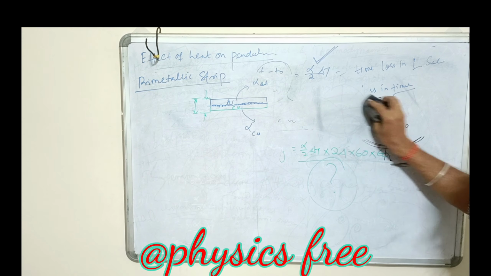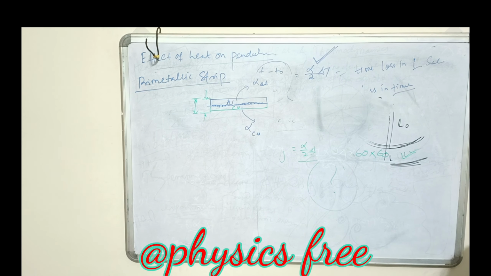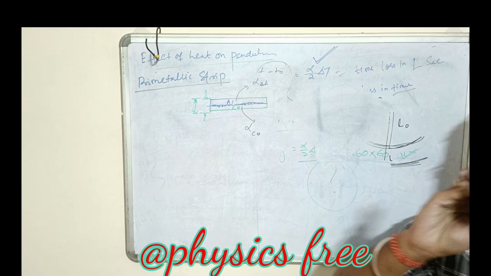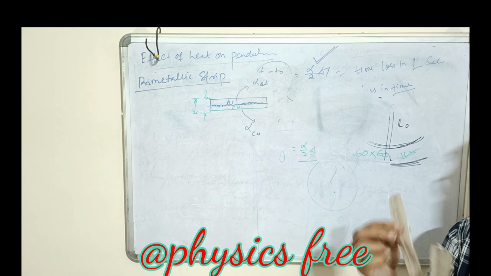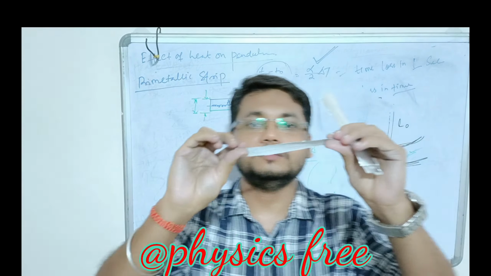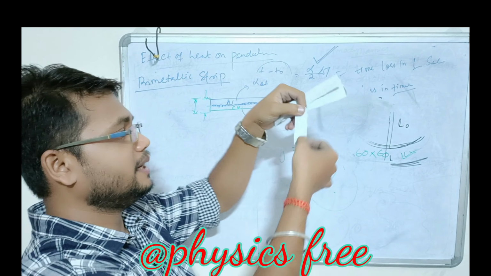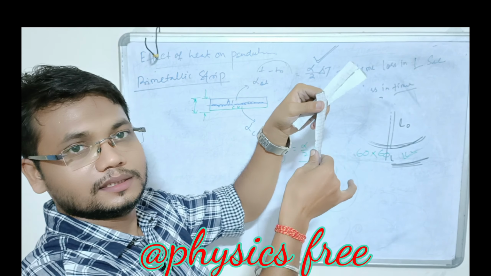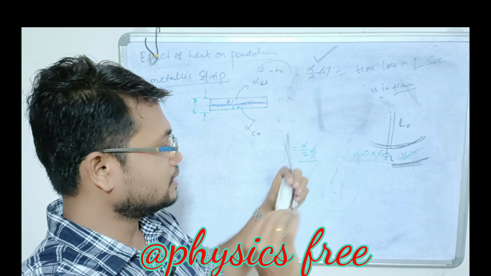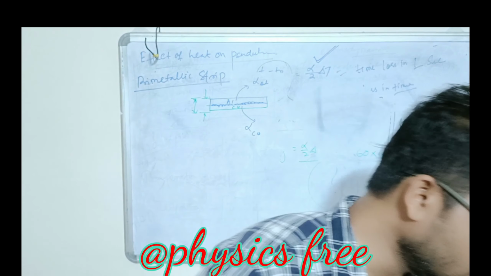So I have one desi jugaad of this bimetallic strip. This is the aluminum foil, and this is the plain paper. I just attached them with the help of normal gum.